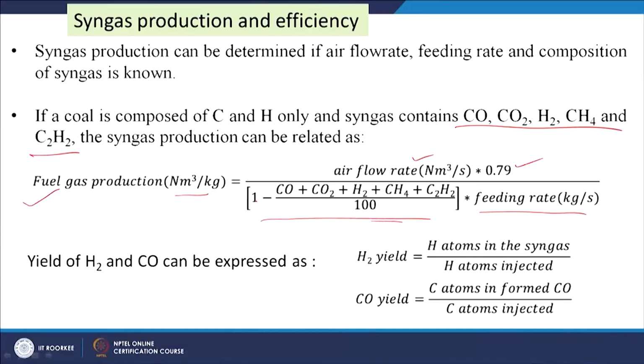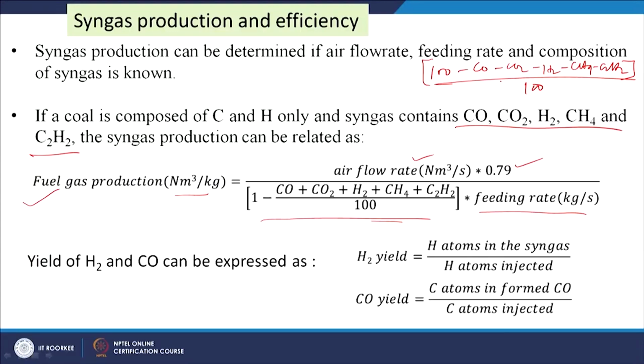So, what is this? 1 minus this by this, that is equal to 100 minus CO minus CO2 minus H2 minus CH4 minus C2H2, divided by 100. That means this is nothing but the nitrogen available, as we are providing a controlled amount of oxygen. So, we assume that all oxygen is consumed, and the remaining will be nitrogen. So, 100 minus this is equal to nitrogen. This is the percentage of nitrogen.